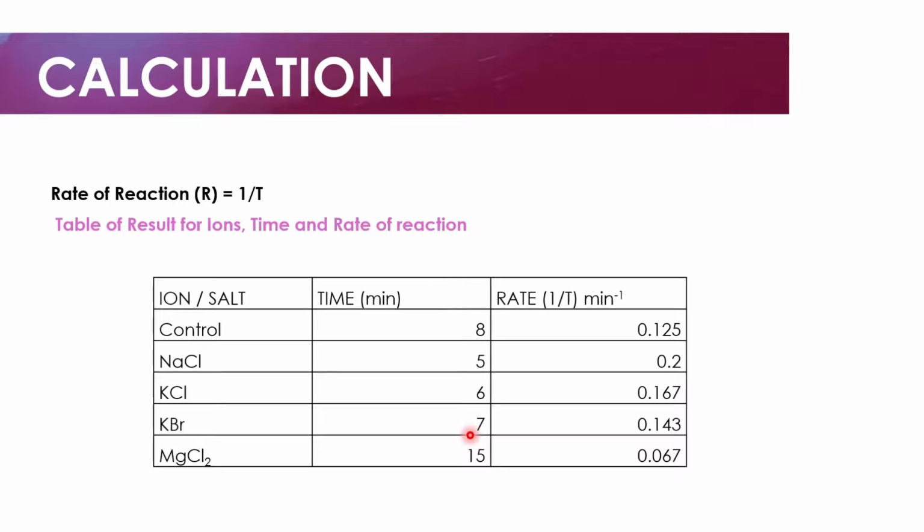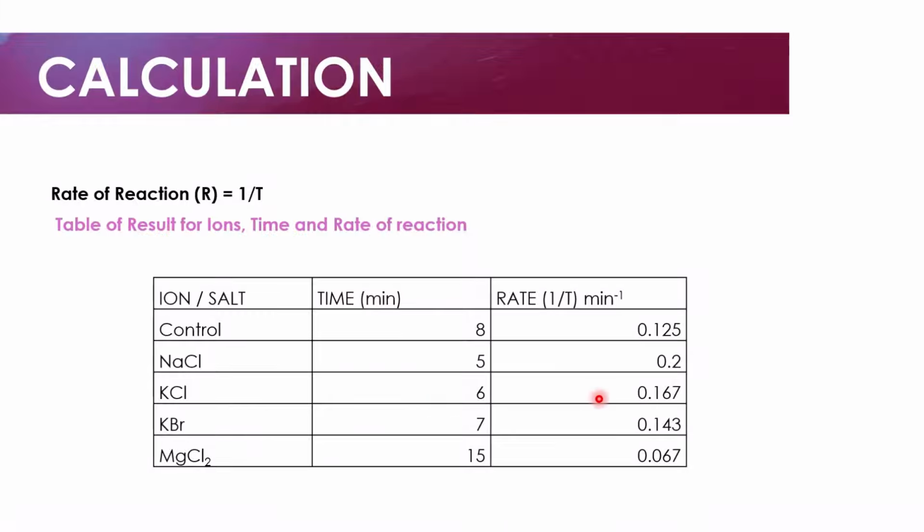So now let us look at the calculation. Rate of reaction is calculated as 1 over time, which is the inverse of the time taken for a complete reaction. The table of results for the ions, time taken for a complete reaction, and rate of reaction is shown here. For the control, the time taken is 8 minutes, and the calculated rate is 0.125 per minute. That of sodium chloride is 5 minutes, and the calculated rate of reaction is 0.2 per minute.